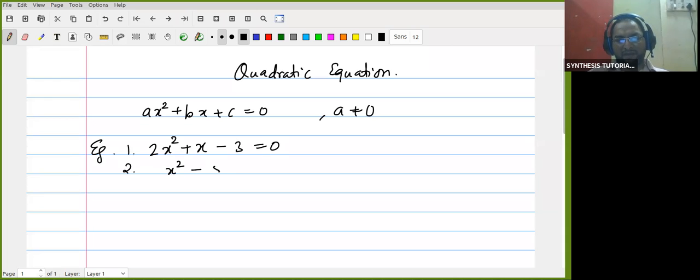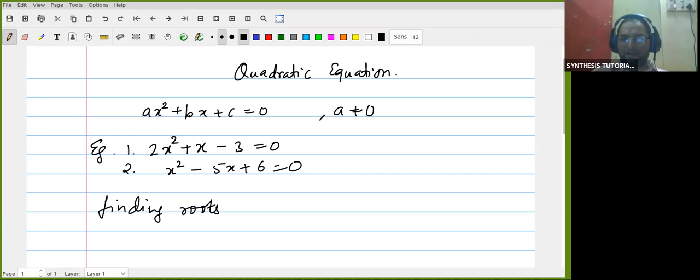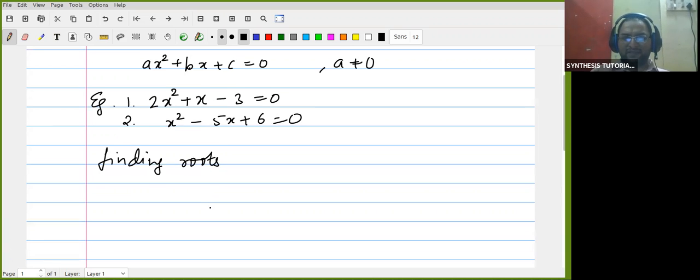x square minus 5x plus 6 equal to 0. So these are examples of quadratic equations. Now, what is the next step? The next step is to find the roots of this equation. What do you mean by finding roots? Finding roots basically means those values of x which will satisfy the equation.